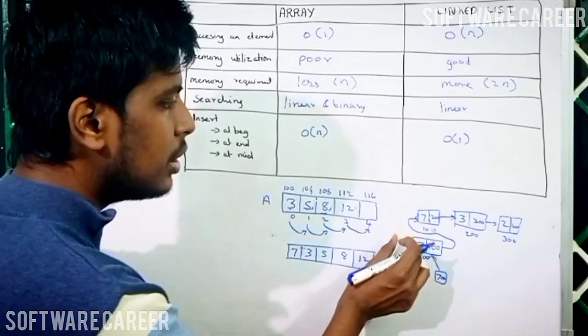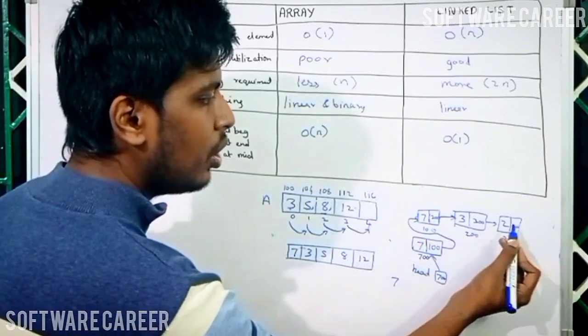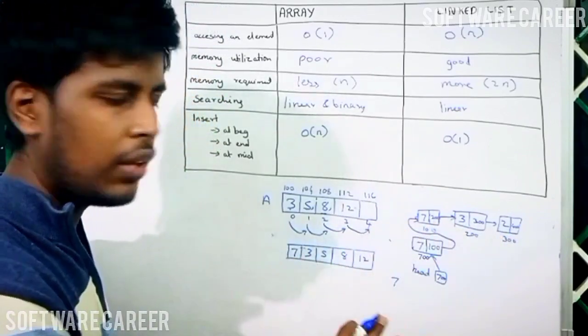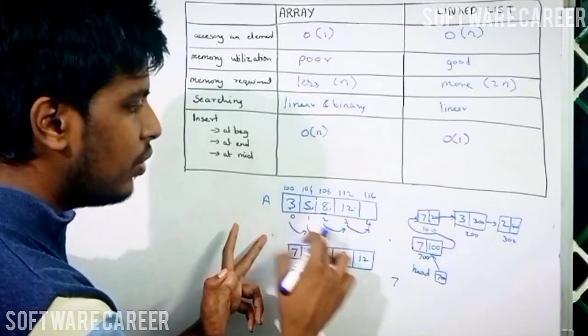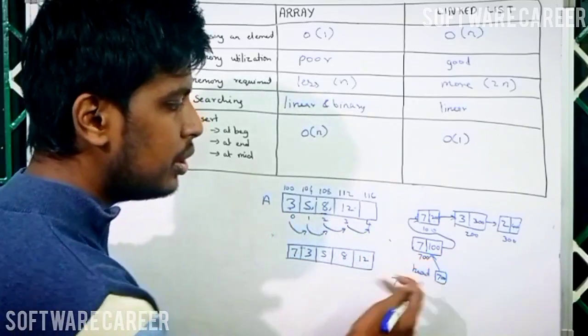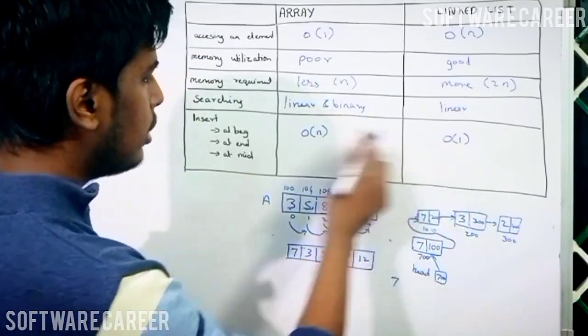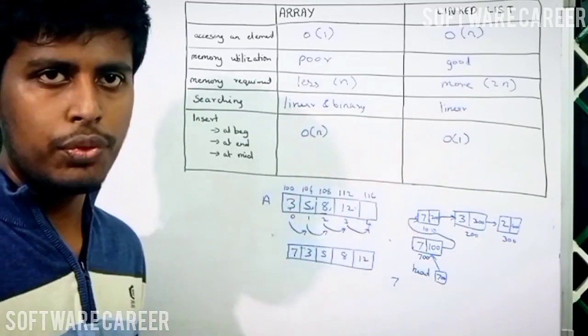So if you want to insert at the beginning, there is no need to travel all the elements present in the array. You don't need to travel n times. In an array you have to travel n times, but here you can do it in a single step. So inserting at the beginning in a linked list is O of 1.